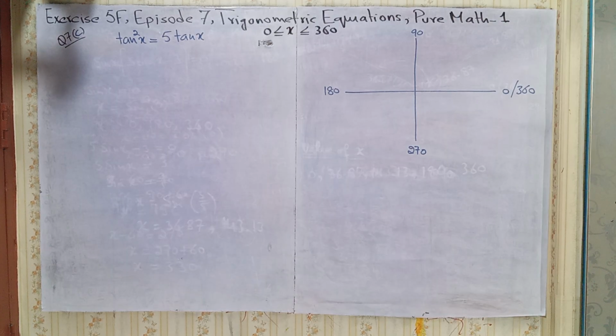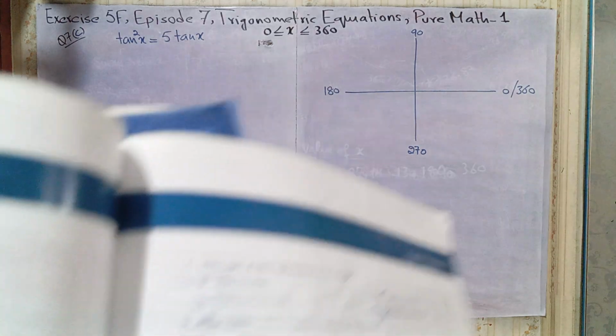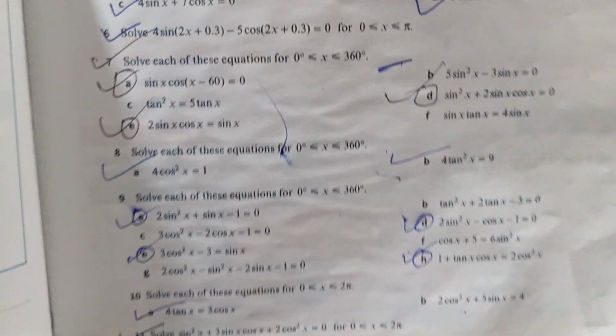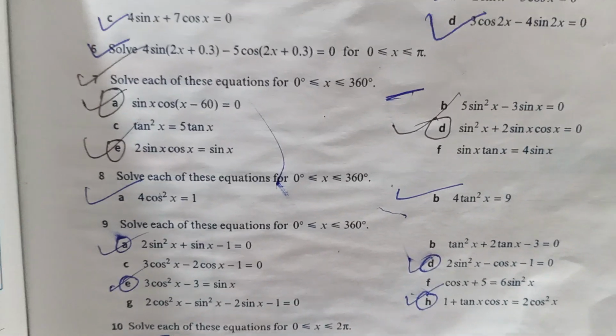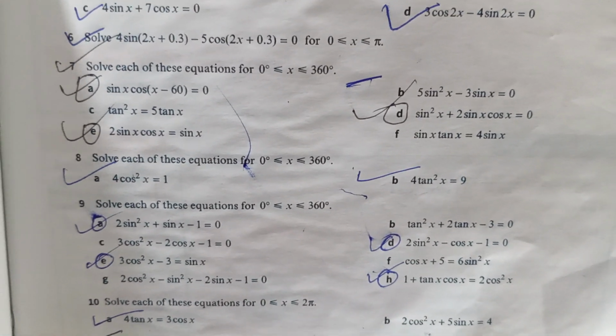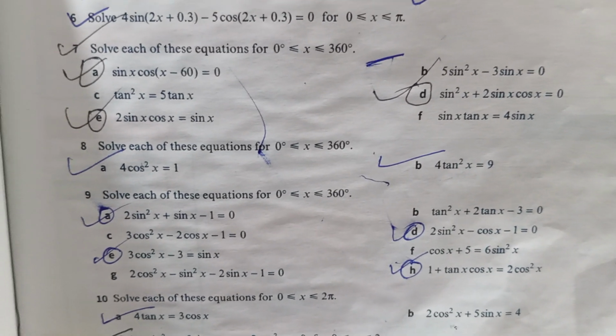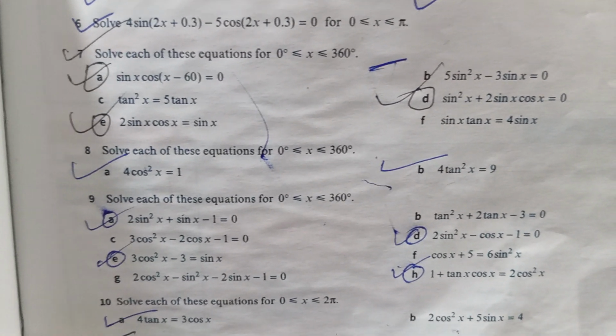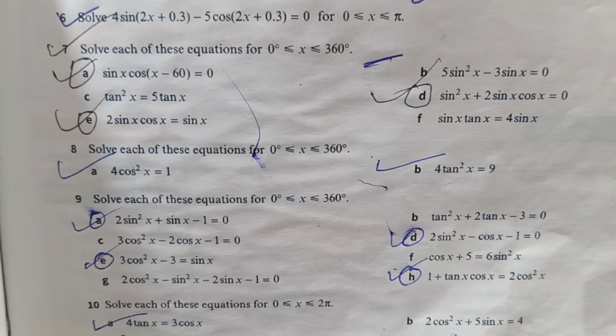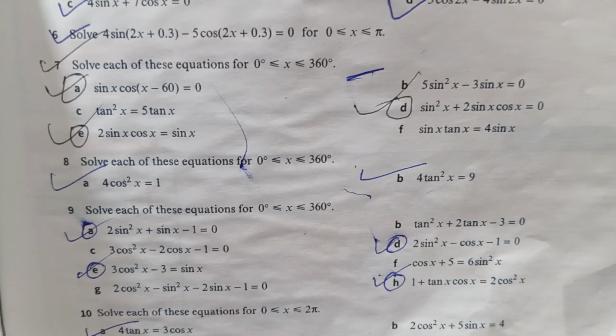So my dear students, now we are going to solve the question number 7, its C part from the exercise 5F. So let me show you the question. The question number 7, it's C part. Tan square x is equal to 5 tan x. We have to solve this equation, and the x is from 0 to 360. C part we are going to attempt.